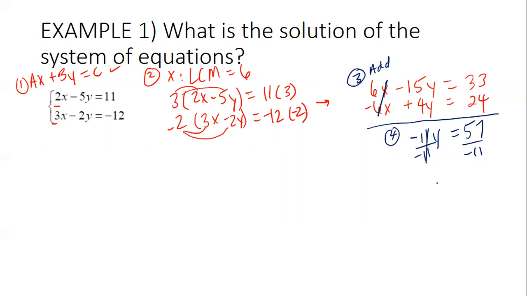Step 4. Solve for the remaining variable. So we end up with y equals negative 57 over 11. Fractions are our friends. They happen. So now we have y. That is only half of our solution, not our full solution.